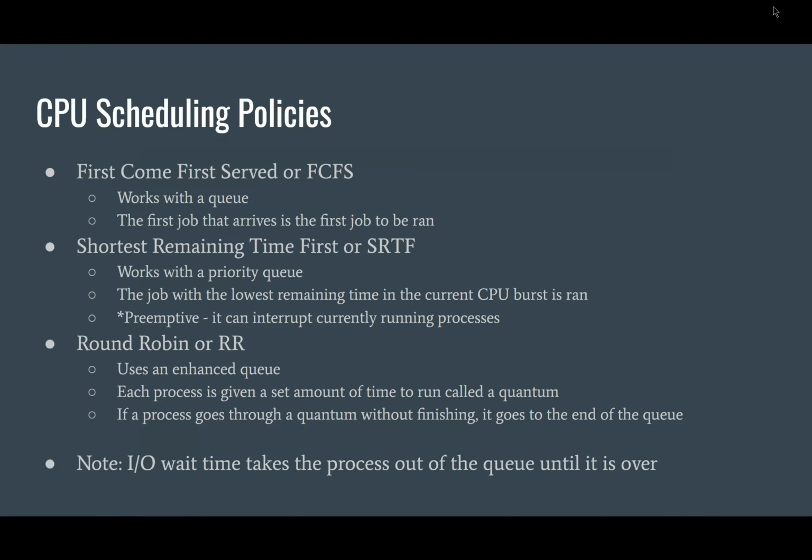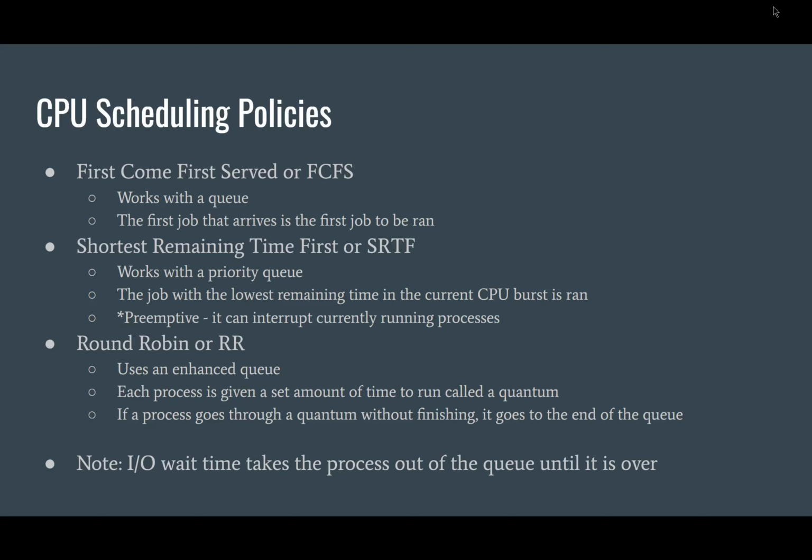Next, we have shortest remaining time first, which works with a special queue called a priority queue. It works like a normal queue, except it has a condition: if a job has a lower remaining time in the queue, then it hops up in the queue, it gets to cut the line. This happens even if a job arrives in the middle of a currently running process. So let's say you have a job with a running time of 5, and in the middle of that 5-unit running time, another process arrives with a lower remaining time. It'll just cut off whatever's running and take its place and carry on.